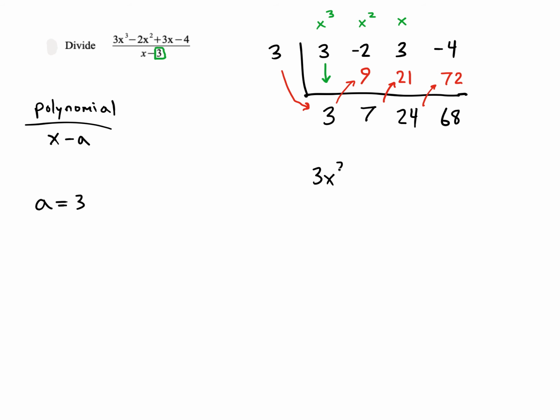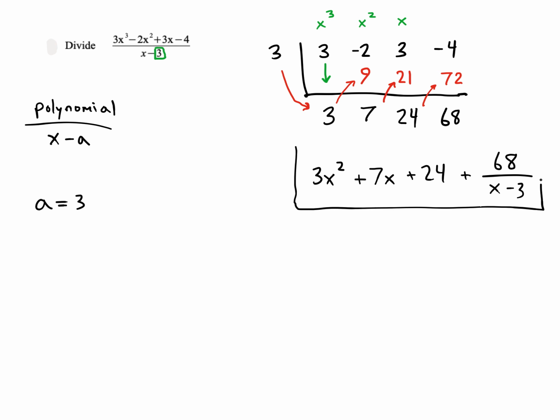All right, so our final result here is going to be 3x squared for the first term. Then we'll have 7x, which is 1 power less than we had originally. And then the 24 will actually just be a number, no variable attached. The 68, however, is our remainder, and that needs to be divided by the original thing that we were dividing by, which is x minus 3. So that's our result using synthetic division.